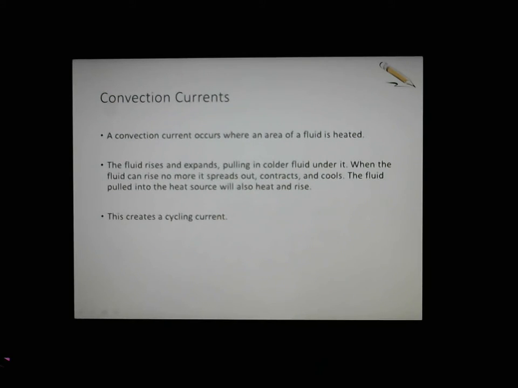And the area that is hot will start to expand and rise. Now if something rises and gets out of the way, that means there's going to be a place for something to come in underneath it. And so as it rises up, liquid flows in underneath it onto the heating area. When the fluid can't get any further, it gets to the top and then it spreads out. It contracts and then it falls back to the bottom and it repeats itself in a cycle.